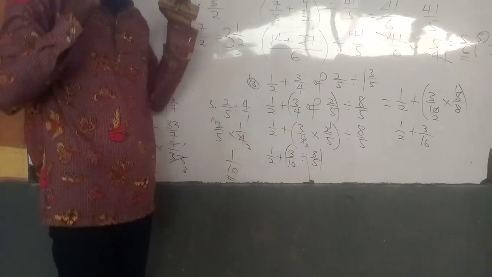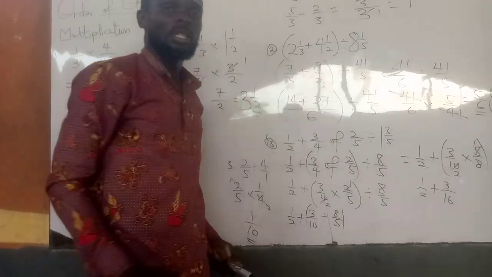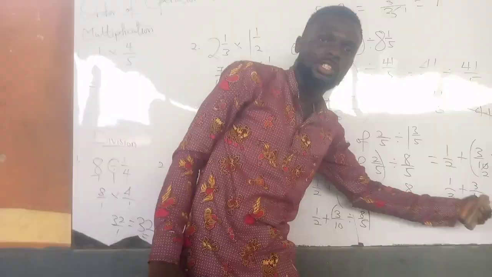It is order of operation. You have to follow it step by step by step by step. Then you get your answer. Now since this is addition of fractions, what do we do?